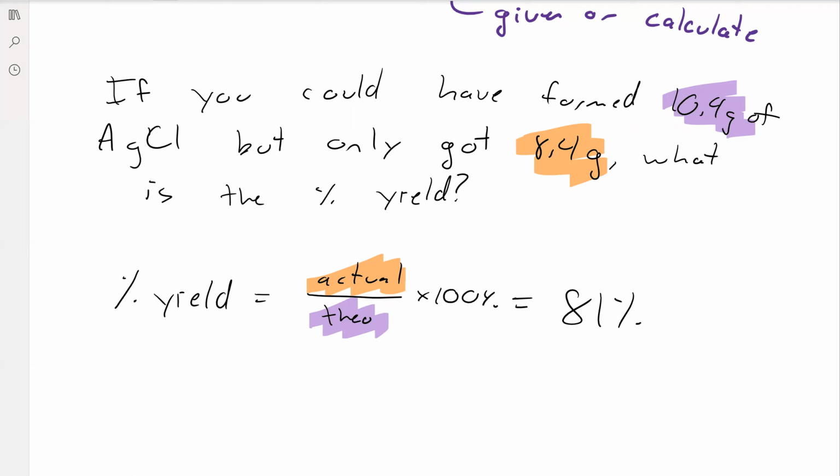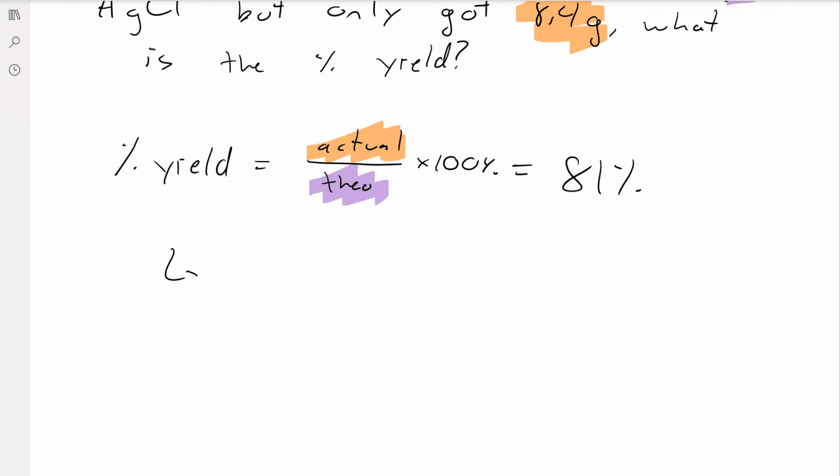This 81% means nothing to you in a vacuum because you don't know the actual chemical reactions. Some reactions are super efficient, some are not. Just some general rules of thumb. You can't have greater than 100% yield. It's simply not possible. That would mean that you have created matter, and we cannot create matter.